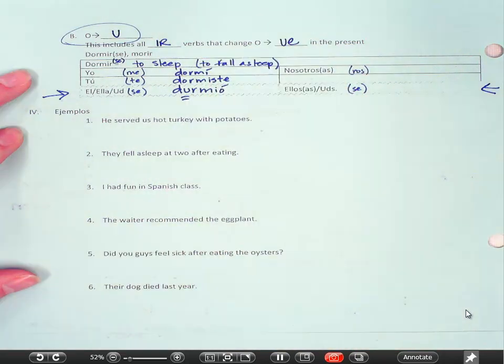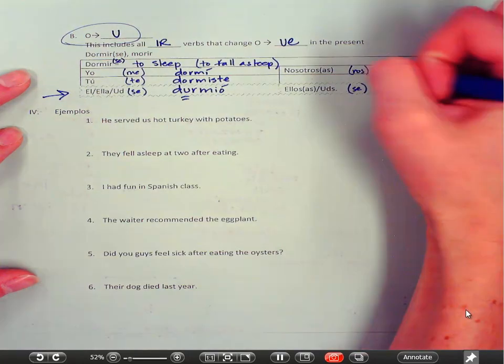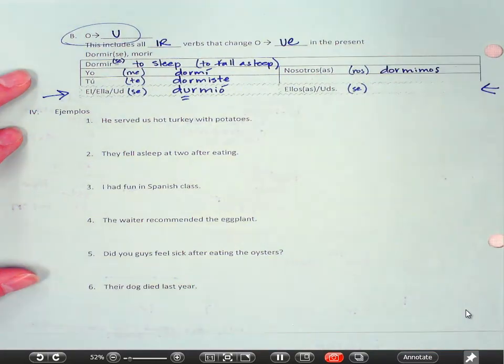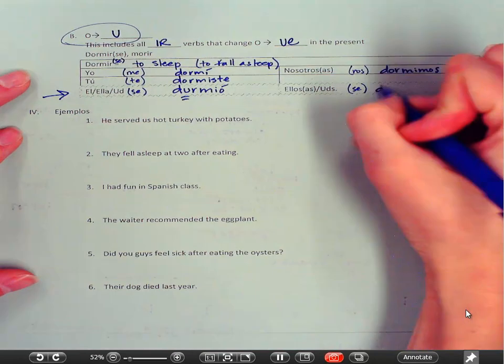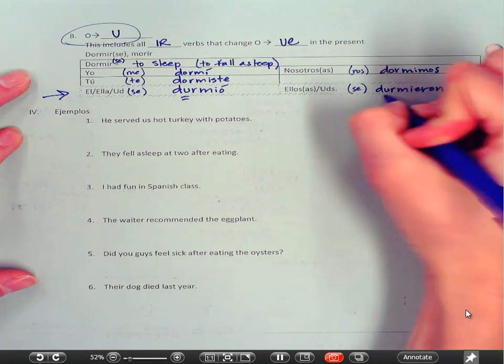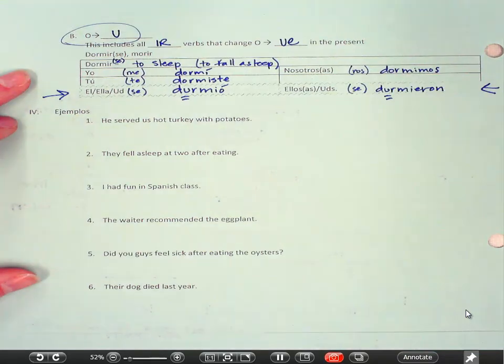The nosotros form is not in the sole of the boot, down on the bottom in the third person, so we just keep it normal. Nos dormimos, past tense ending. And then the ellos, ellas, ustedes form is se durmieron, with that U instead of the O. So really the change is quite small. It's from O to U and only in the third person form.